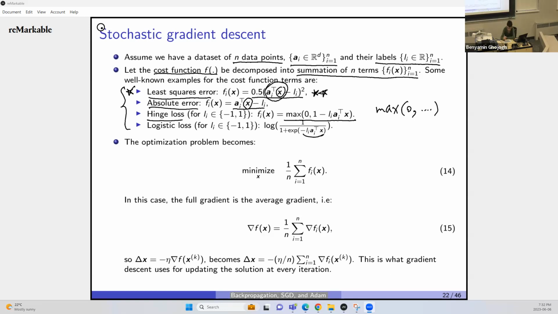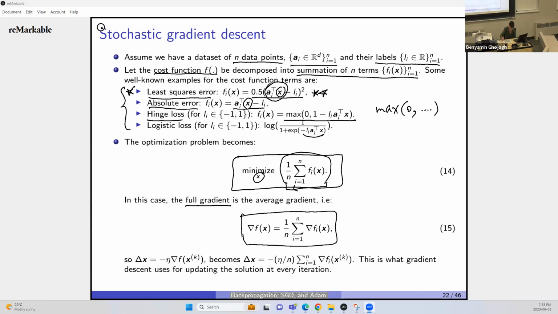So these are some examples of what I mean by decomposable. But the important thing is that I use a summation of f_i(x), i goes from 1 to n, where x is the optimization variable. In a neural network, x is the weights. So I'm taking the average. In this case, the full gradient. Consider this optimization problem. What is the full gradient? It's exactly this. The gradient of this cost function, the derivative is a linear operator. Do you agree? So it passes through the summation. So we'll have 1 over n, the summation of the derivative of f_i. This is the whole gradient.